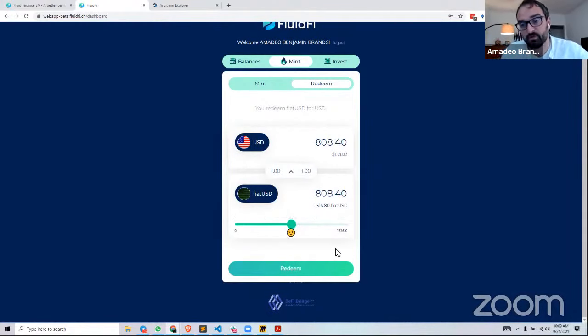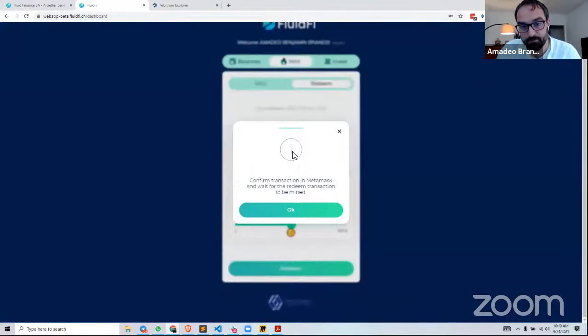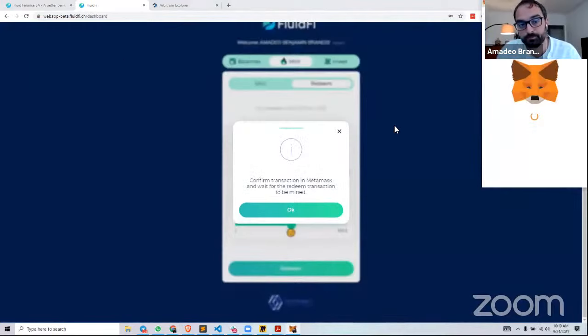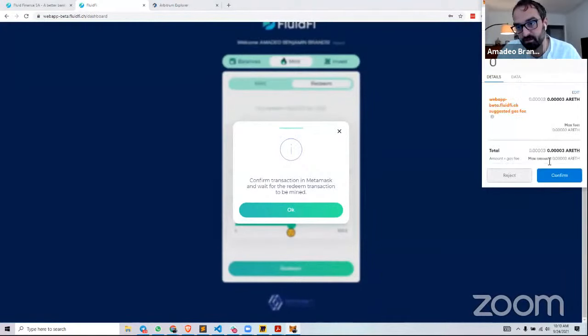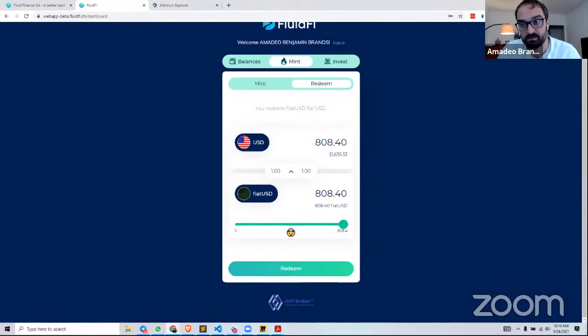If we redeem, we do have to call the contract ourselves. So you saw when we mint something, basically the FluidFi contract is called by the DeFi Bridge DAO. So DeFi Bridge DAO kind of sponsors that payment. And for the redemption, because it's your money, you're in control, you need to call the contract yourself. We can see that here. Okay, I want to redeem 808 fiat US dollars, fiat USD. And then I need to confirm this transaction on chain. And we can see that here. Confirm the transaction. Say, all right, your redeem request is now being processed. All right, thank you. And it's now redeemed.